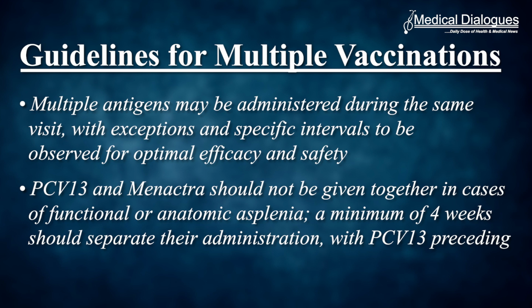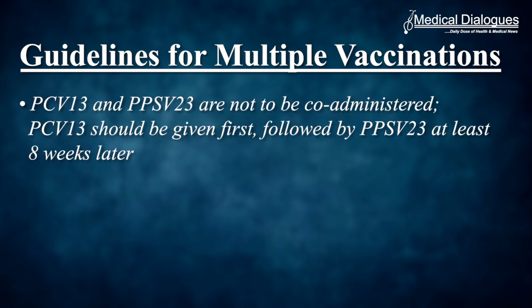For instance, PCV13 and Menactra should not be given together in case of functional or anatomic asplenia. A minimum of 4 weeks should separate their administration, with PCV13 preceding. Similarly, PCV13 and PPSV23 are not to be co-administered. PCV13 should be given first, followed by PPSV23 at least 8 weeks later.